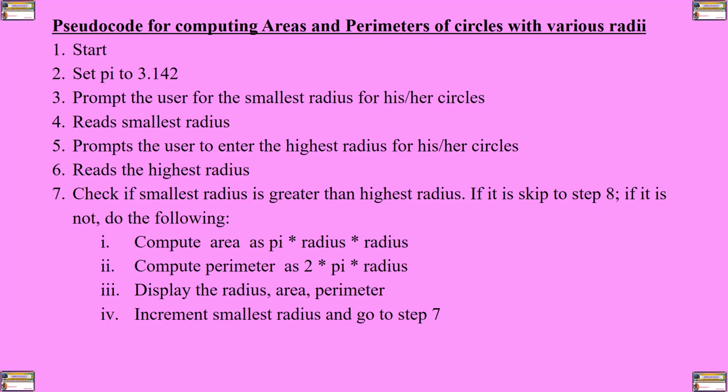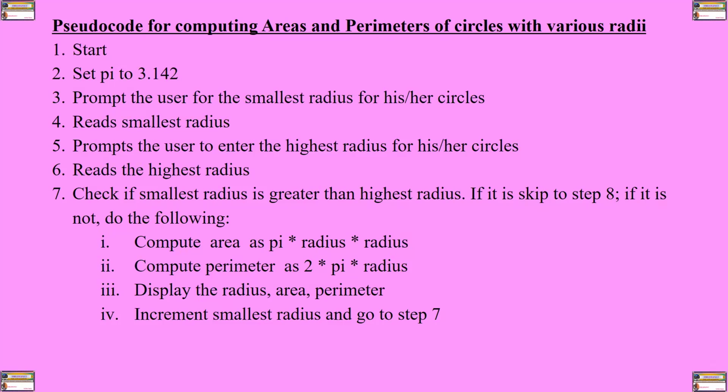We compute the area using the formula pi times radius. We then compute the perimeter using the formula 2 times pi times radius. We then display the radius, area, and the perimeter. And then we increment the smallest radius.